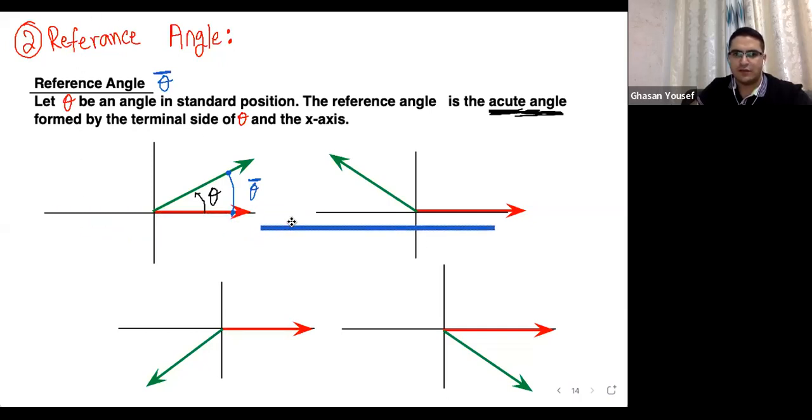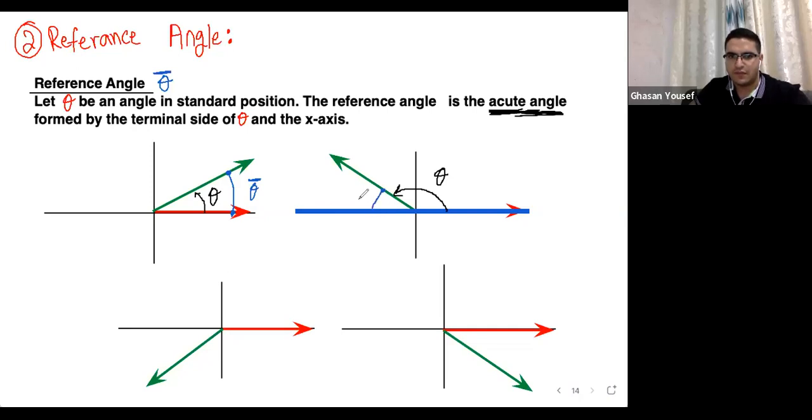Now for the second one, my angle is this. This is my theta. The reference angle is the acute angle between the terminal side and the x-axis. So this is the terminal side, and the blue one is my x-axis. So the acute angle must be from here to here. This is my reference angle.